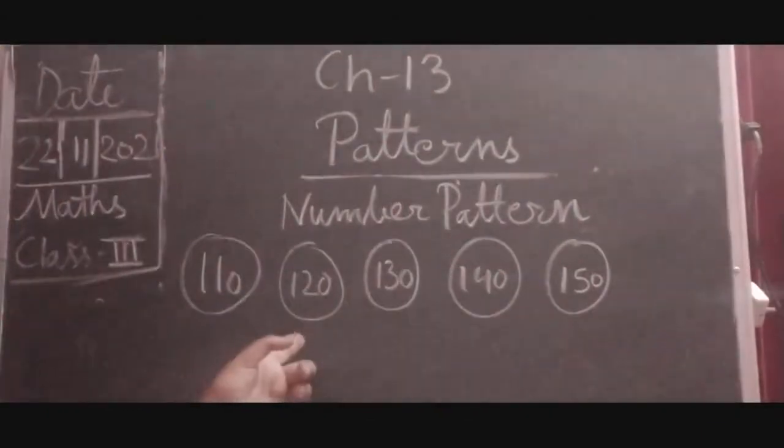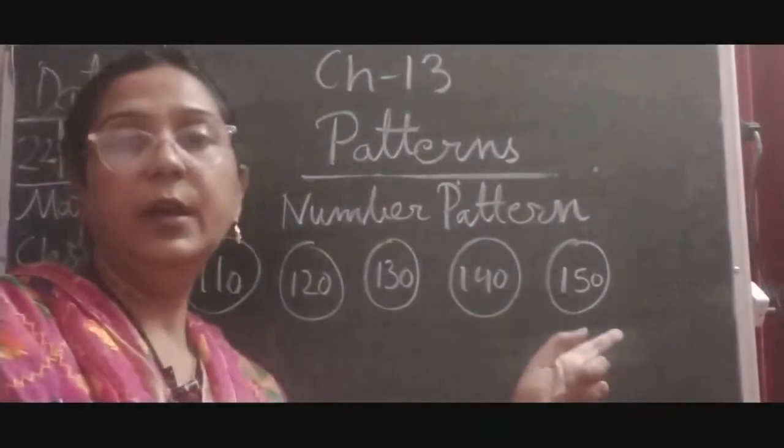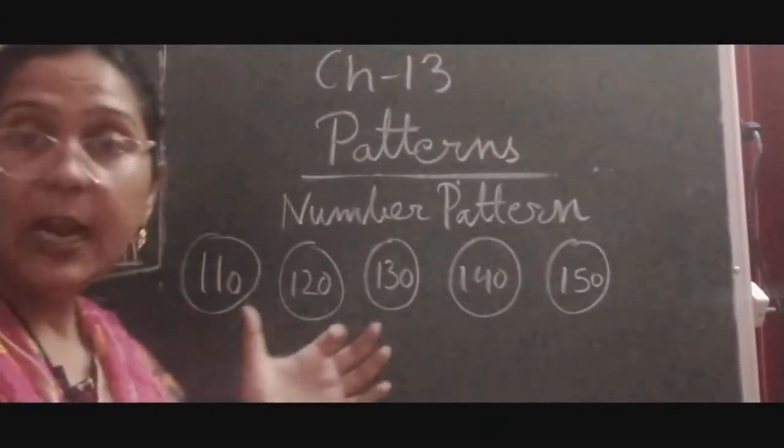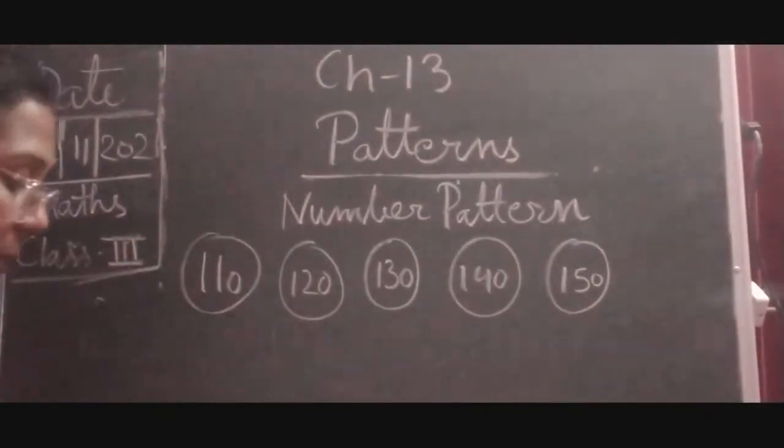So here you can see 120, 130, 140 and 150 is there. So that is how we can make a pattern. Okay. Now I will give you the next example.